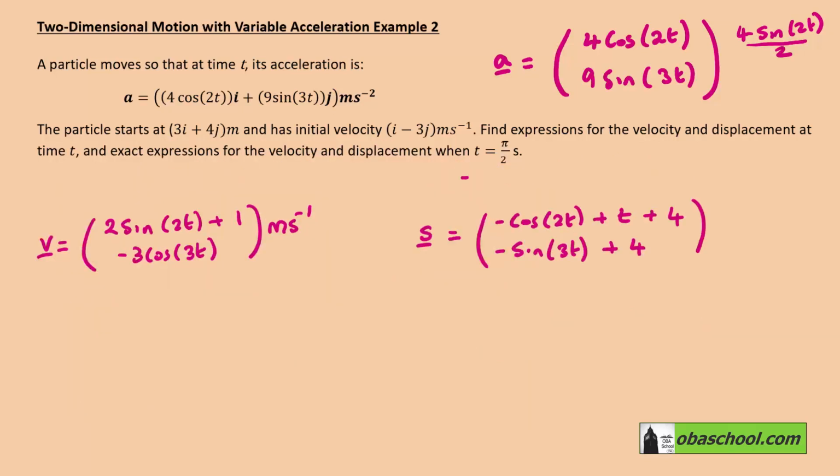So we now want these when t is pi by 2. So v of pi by 2. Well, this will end up being sine pi. 2 times pi by 2 is pi. Sine of pi is 0. So that's just going to be 1. And 3 times pi by 2 is 3 pi by 2. Cos of 3 pi by 2 is 0. So that's just going to be (1, 0).